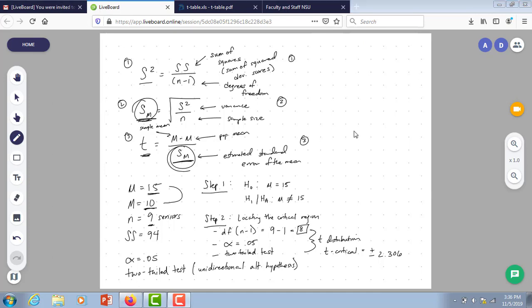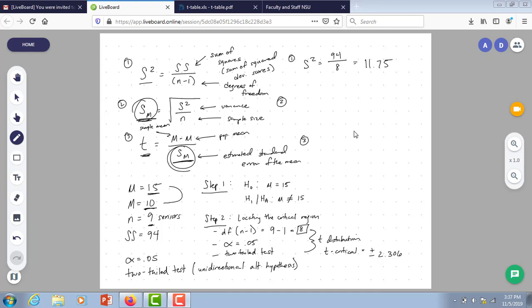All right, guys, so let's continue to move forward with calculating our t statistic in terms of the hypothesis test procedure. We are now on the third step, calculating the statistic. Let's start off with our variance. So we have our sum of squares, which is 94, and we're going to put that over our degrees of freedom, which is 8. And when we divide 94 by 8, we end up with 11.75.